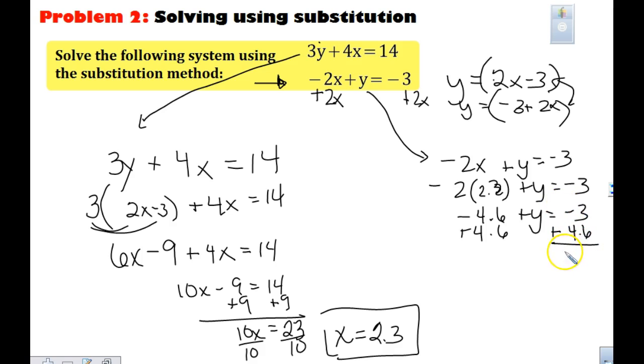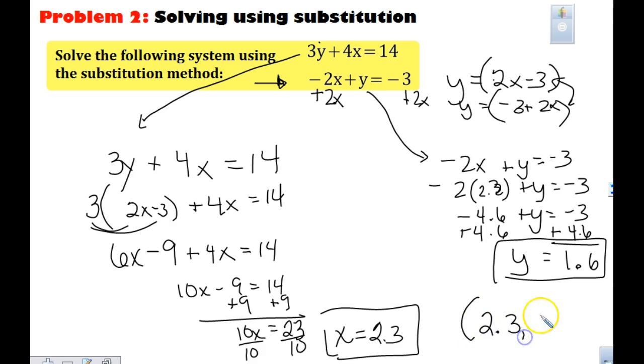4.6 minus 3 is 1.6. That's my y value. And instead of leaving our answer just like this with an x and a y, we write it as an ordered pair: 2.3 comma 1.6. Okay.